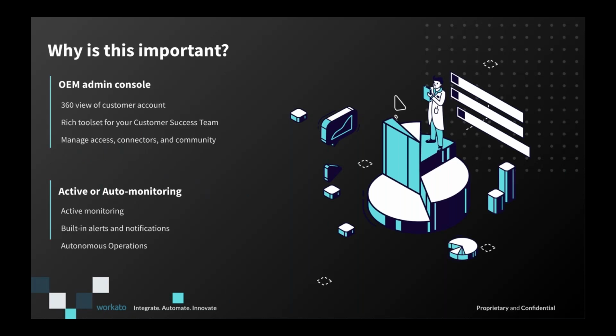So why is this so important? We have built a suite of tools in what we call the OEM admin console for you to have, firstly, a good view of your customer accounts, understand what kind of integrations and apps they're using, and make sure there's a good view of the customers as a whole. You can also drill down into specific customers. There's a whole range of tools for you to manage access and sharing rights to connectors and recipes, as well as to share to the community.